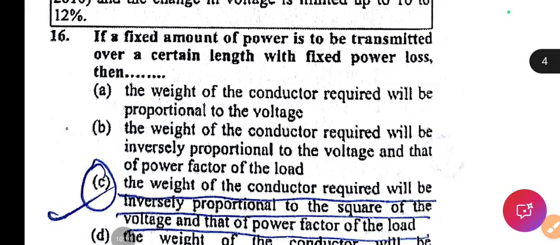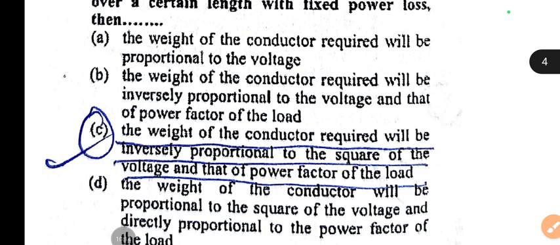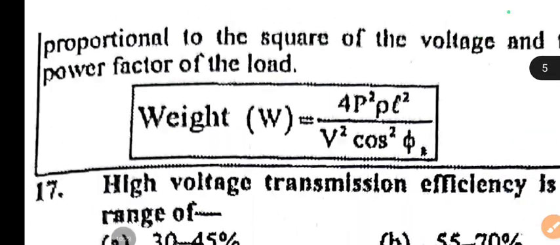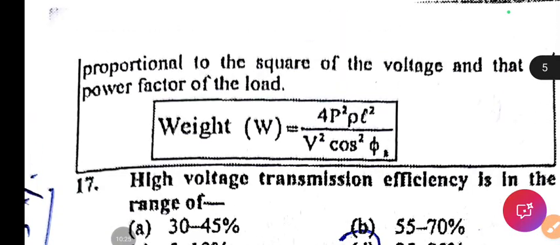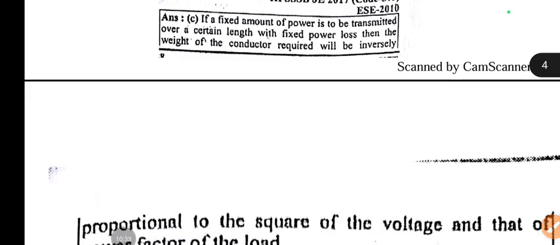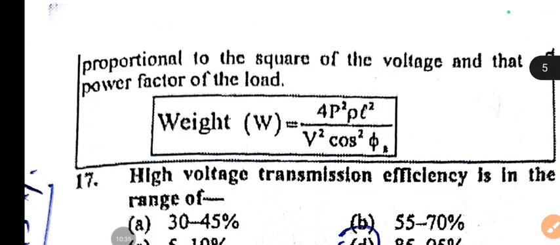If a fixed amount of power is to be transmitted over a certain length with a fixed power loss, then the weight of the conductor required will be inversely proportional to the square of the voltage and that of the power factor of the load. Okay, now we will move to the next question. See, the weight of the conductor is 4 P square rho l square upon V square cos square phi.